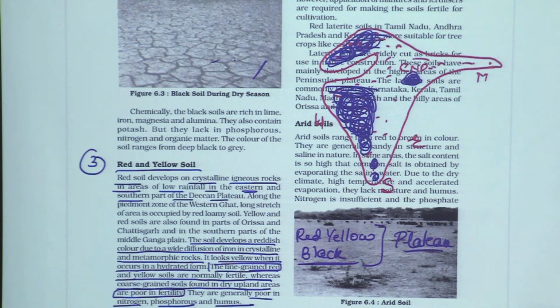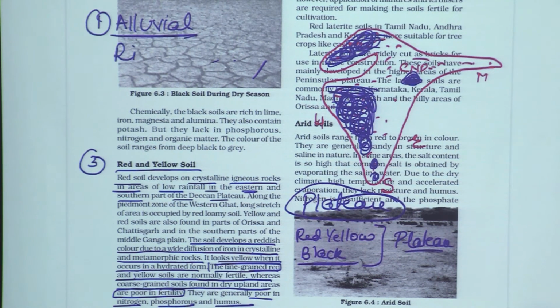So, red soil is with the Indian shield, and both red, yellow and black are which type of soil? Plateau soil. And which type of soil is the alluvial soil that we learned first? Alluvial soil, the first type of soil, is actually soil deposited by rivers. So, where will we find alluvial soil? Wherever there are riverine plains. So, it will be the northern plains of India and the coastal plains of India.